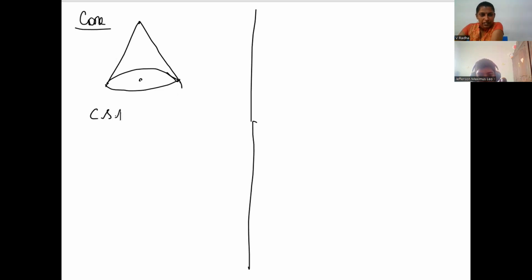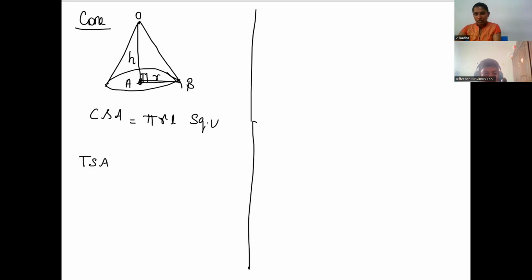Okay, here CSA and TSA also. CSA is the curved portion. That formula is pi r L square units. This center to this is R. We name this O, and this A and B. Join O to A, this is vertical. This height is perpendicular to AB. This OA is perpendicular to AB. This H is the vertical height. O to B is the slant height L. So CSA is equal to pi r L only.